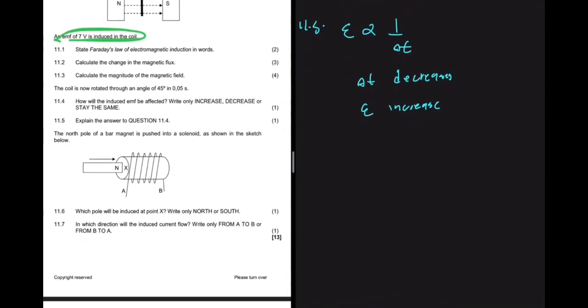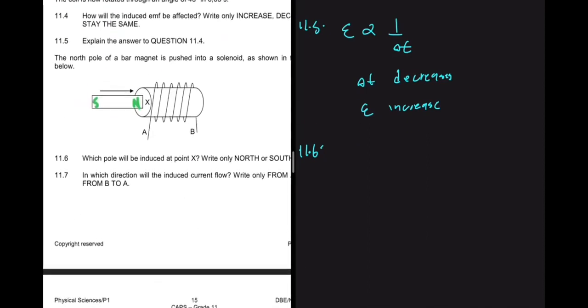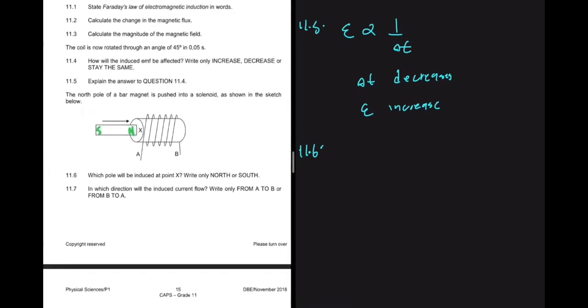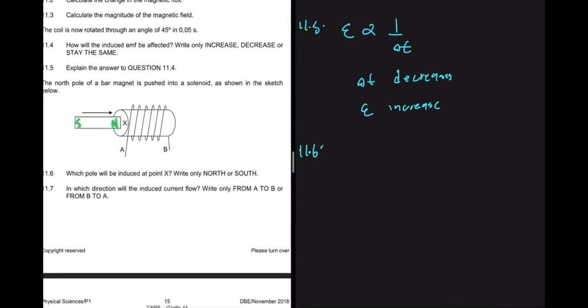Let's do 11.6. So 11.6 says the north pole of a bar magnet is pushed into a solenoid as shown in the sketch below, right? Clearly we have our bar magnet here, and we are given the north pole, and if the north pole is on that end, then the south pole is on this end. No questions asked, right? Now the question is saying, which pole will be induced at X, north or south? So this is the trick.